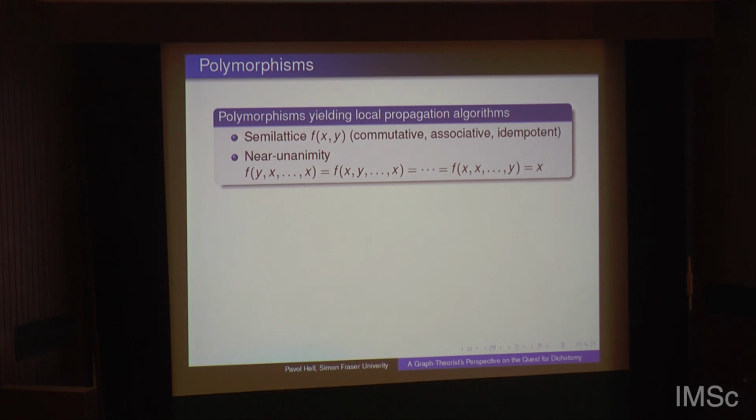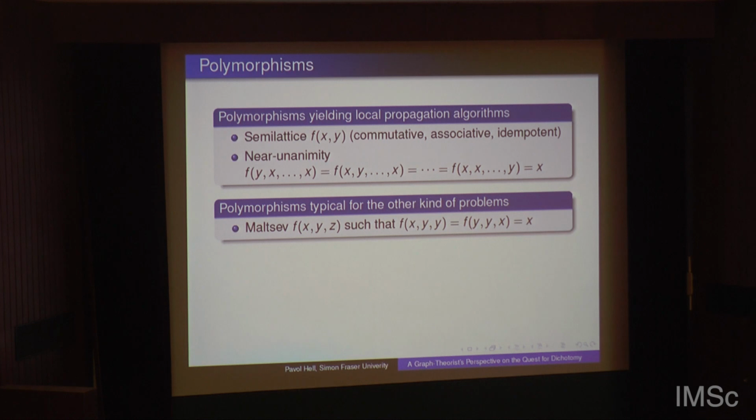I will mention a couple of polymorphisms that play the role. So the problems that are solved by local propagation algorithms correspond to two kinds of polymorphisms. One is semilattice, which is a binary polymorphism which satisfies commutativity, associativity, and is idempotent. And then the near unanimity polymorphism, which satisfies this equation over here.